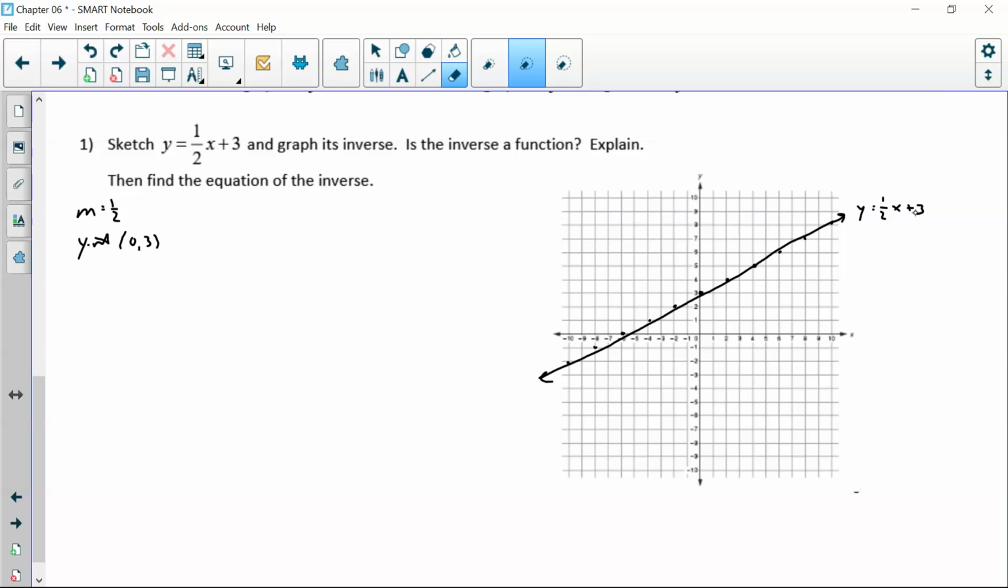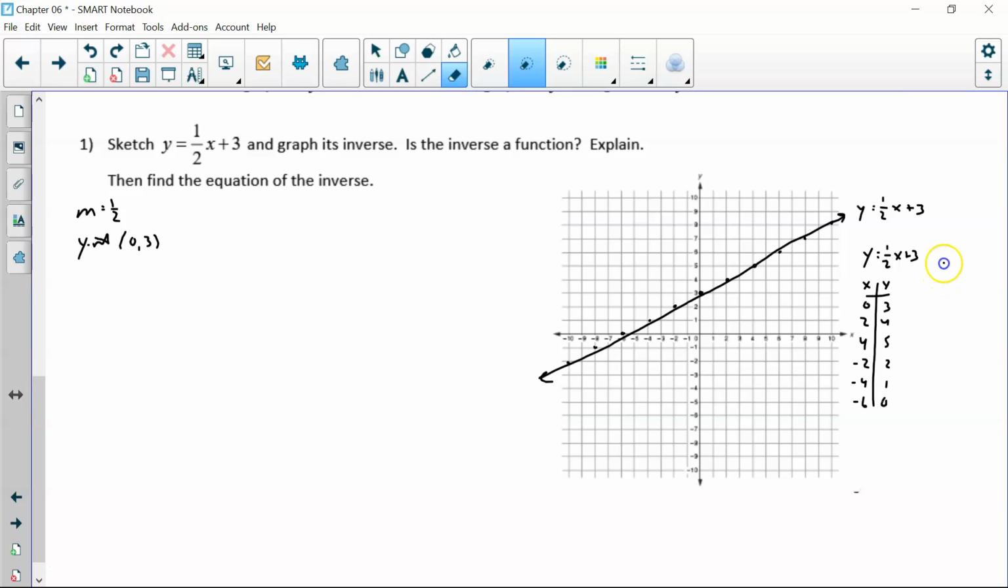Now, we could graph the inverse by actually just using a table. So here's what we could do. For y equals 1/2 x plus 3, if you look at a couple of the points, we have 0, 3. We have 2, 4. We have 4, 5. We have negative 2, 2. We have negative 4, 1. We have negative 6, 0.